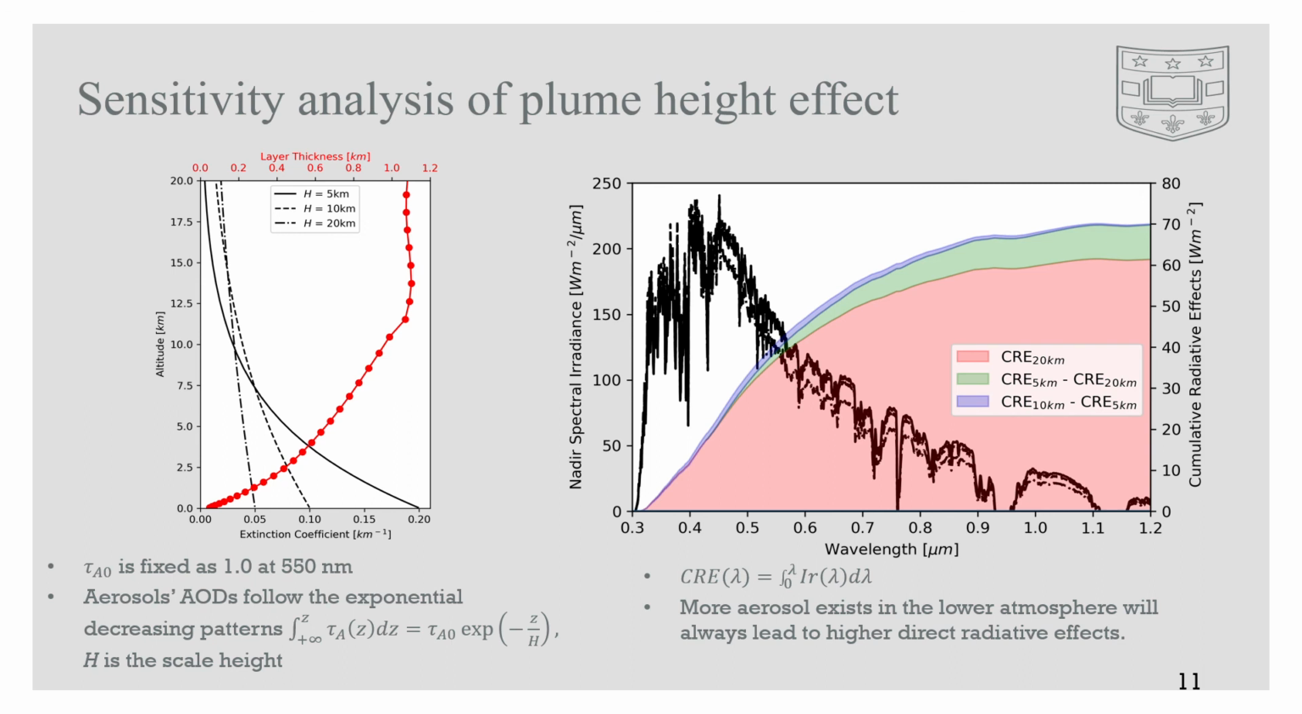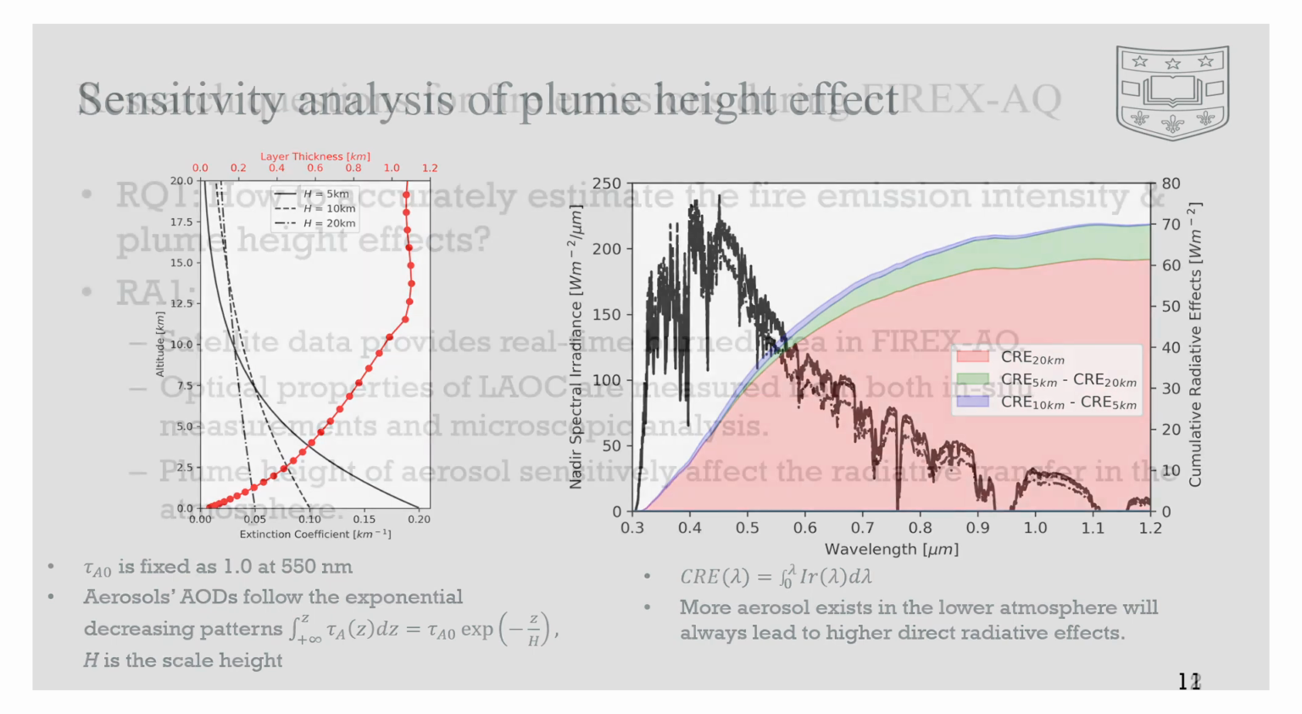It implies that when more aerosol is located in the boundary layer, it will always lead to a larger total direct radiative effect. However, when more aerosol exists in the higher troposphere, it will more efficiently increase the aerosol radiative effect at the visible to near infrared regime.